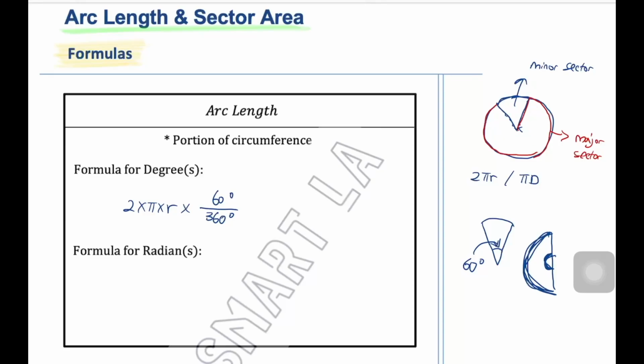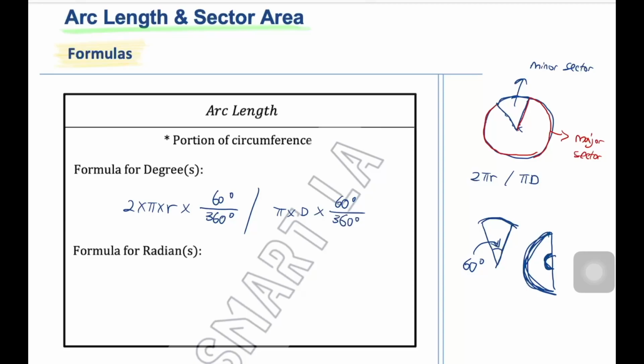Now, with this, we have the formula for finding arc length for degrees. And why I'm leaving this space here is to show you that if you don't want to use 2 pi r, 2 times pi times r, you can also use pi times the diameter, times 60 degrees over 360 to find the arc length of this pizza slice. All right, so that is how you find arc length when you have the angle in degrees.